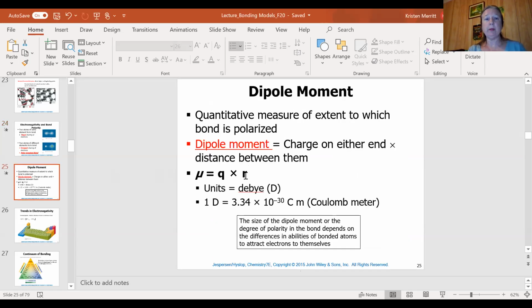And the dipole moment can also be calculated, and again, like all the other forces we've been talking about, it's dependent on the charge and the distance. So I'm not going to ask you to calculate a dipole moment, but once again, just recognize, like everything else, it's related to the charge and the distance, but this time it's direct. It's not an inverse relationship.